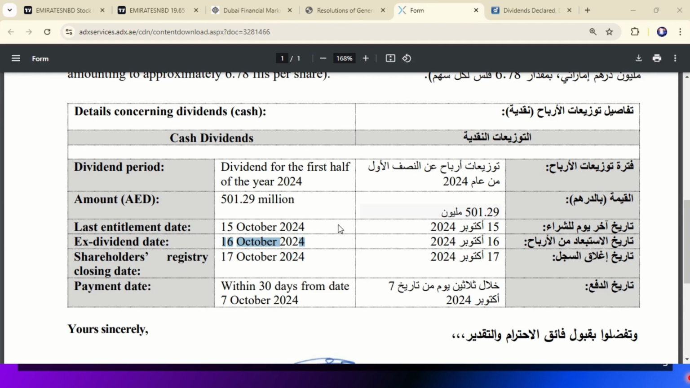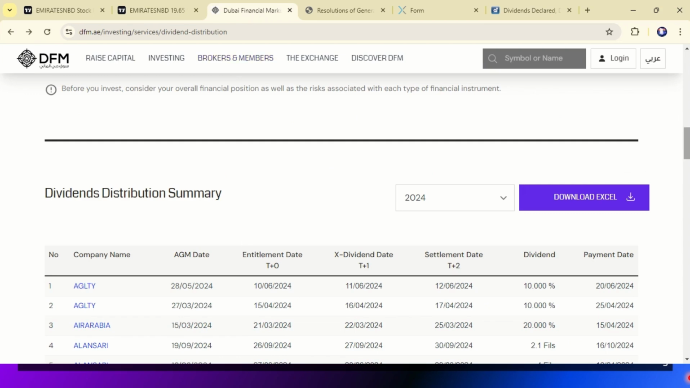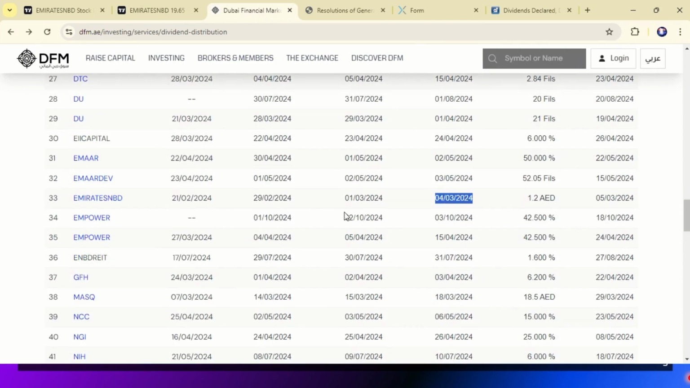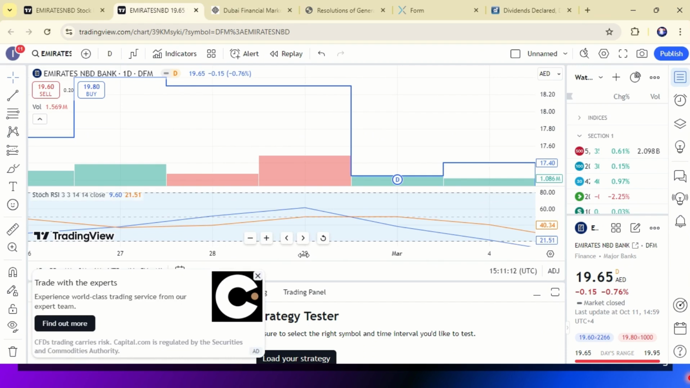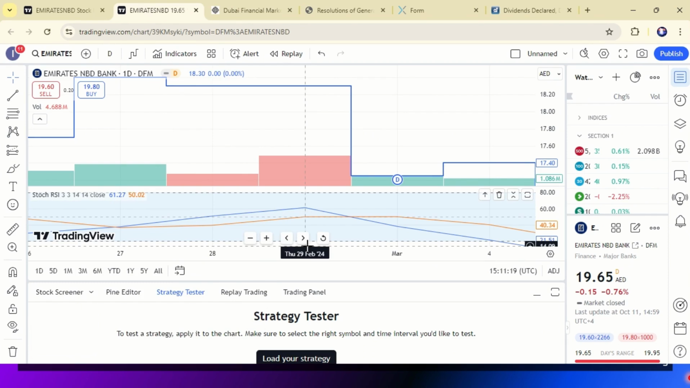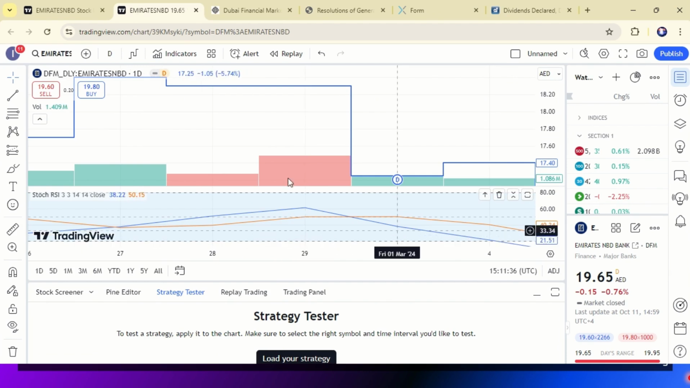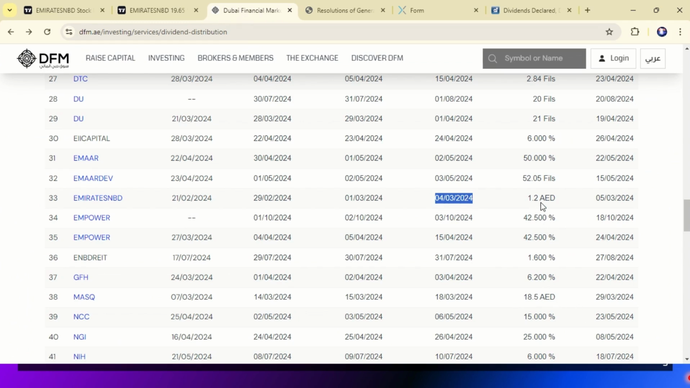Okay, now we can look at the real example. We looked at DFM, Emirates NBD. In the same way, we need to purchase on the 29th, on 29th February. If you click over here, the stock price is 18.30, you can look here. So on the 29th, the stock price is 18.30. On 1st March you can see the stock is 17.25. How much dividend are they giving? 1.2. That much amount will be reduced on 1st March. That means ex-dividend date.